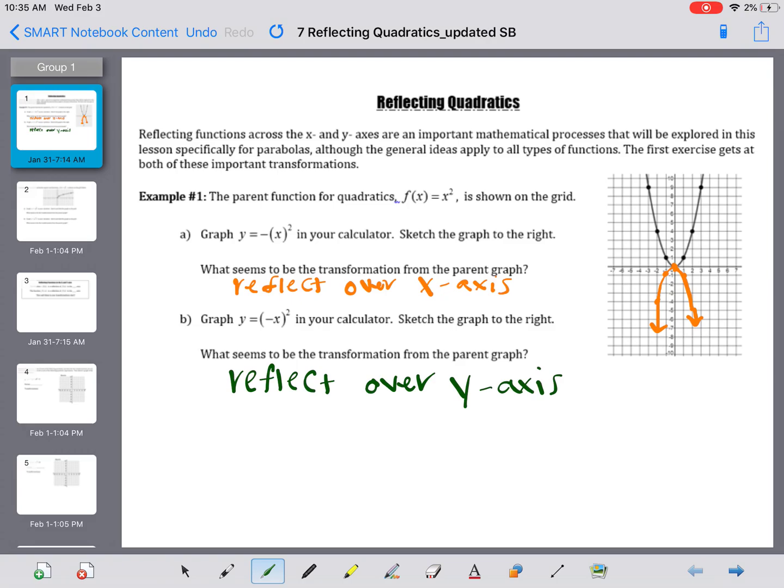Because if you remember from geometry, if we're reflecting over the y-axis, this point right here is 1 away, so we count 1 in the other direction. Same thing, this point's 1, 2, 1, 2. They're the same distance from the y-axis, so everything just kind of maps back onto itself. So whenever you reflect the parent function over the y-axis, nothing really changes. So that's important to note.